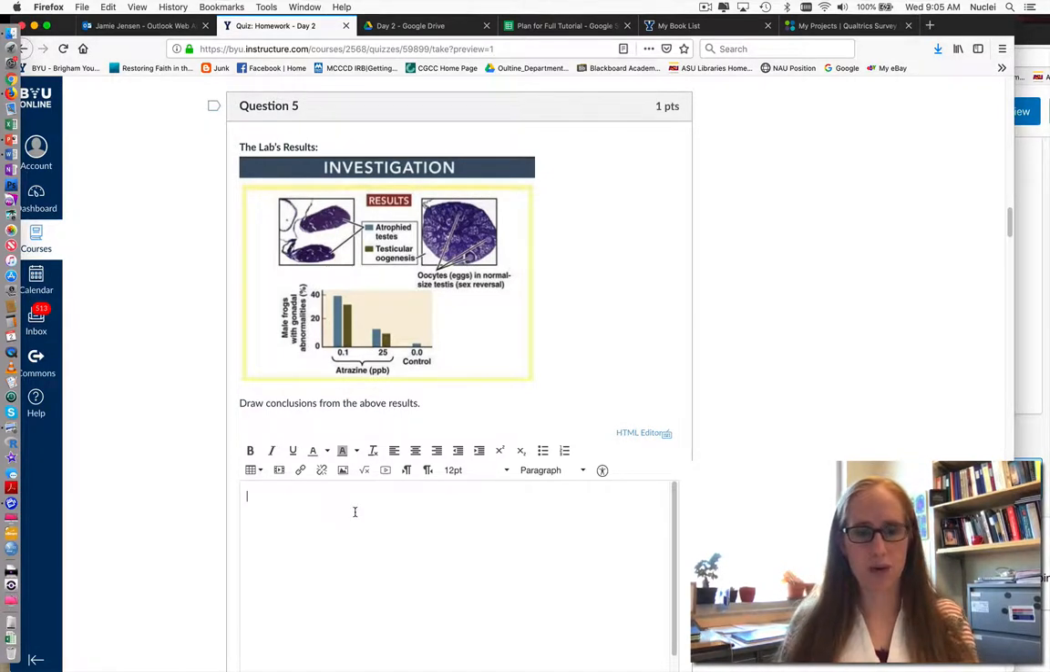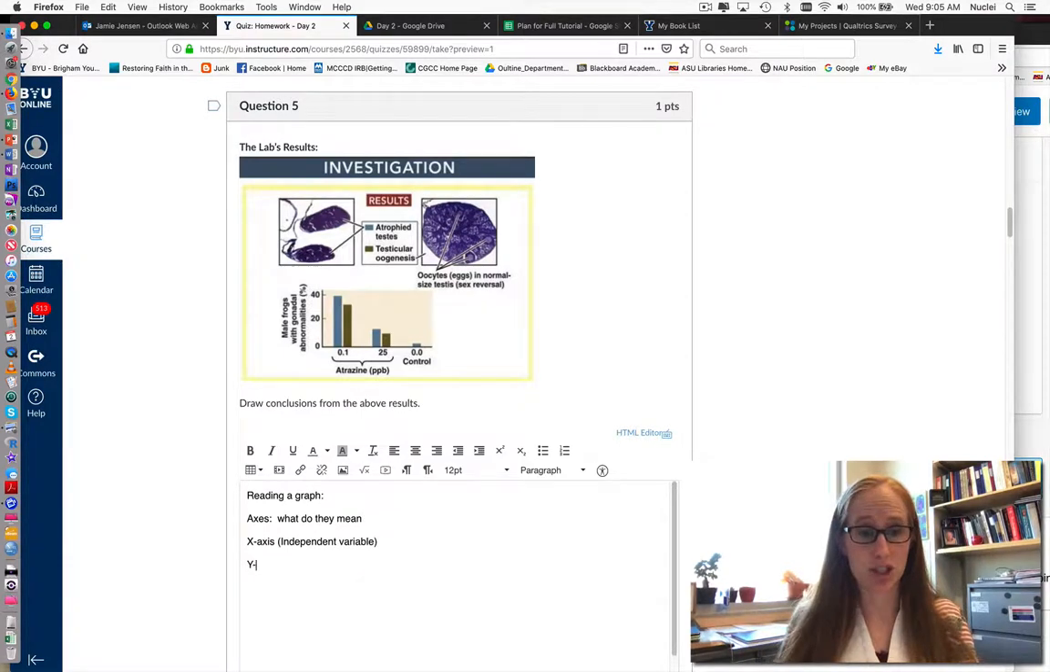So the first rule about reading a graph is axes. You want to pay attention to the axes. What do they mean? In this particular one, if we look at the x-axis, generally the x-axis is going to be your independent variable. In our case, the independent variable was the varying levels of atrazine. You can see along the x-axis, we started with 0.1 parts per billion, which is what this ppb means, 25 parts per billion, and then the control. All right, so that's your x-axis.